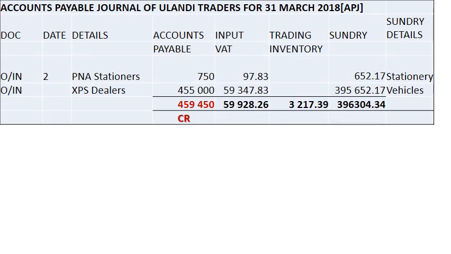In the accounts payable journal, we have recorded all purchases on credit from our suppliers. Therefore, accounts payable on the accounting equation is a liability. Liability increases on the credit side. The accounts payable will therefore be credited. The contra accounts to this will all be debited. Therefore, we will debit the input VAT, debit the trading inventory, debit individual accounts under the sundry column.